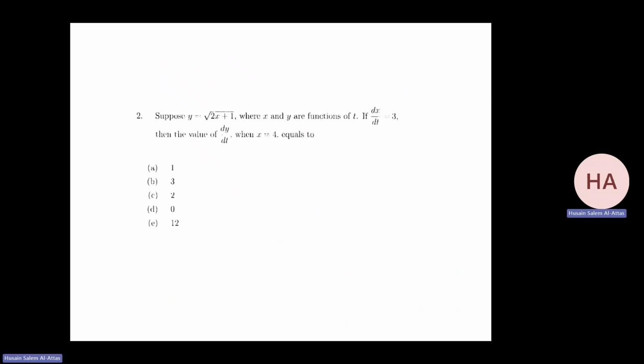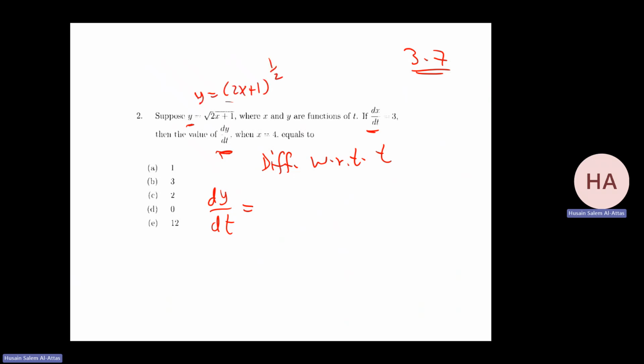Suppose y is this, for x and y functions of t. They are functions of t. If dx over dt equals 3, then he wants the value of dy over dt. Okay, so in this case, I will differentiate with respect to t, because you have the things in this t. I differentiate and make the derivative with respect to t. So what will be the derivative of y? It will be dy over dt. And this one, you can think of it as 2x plus 1 to the power half. That will make it easier.